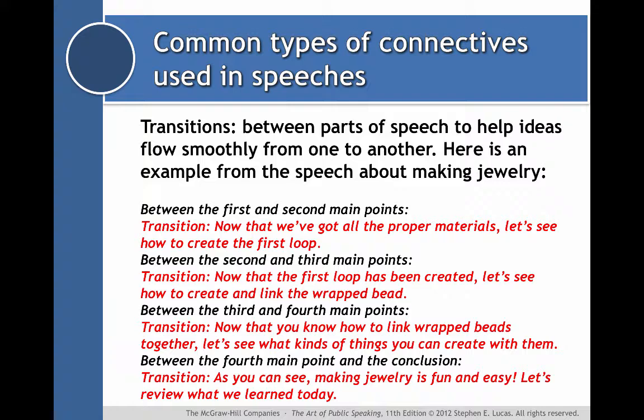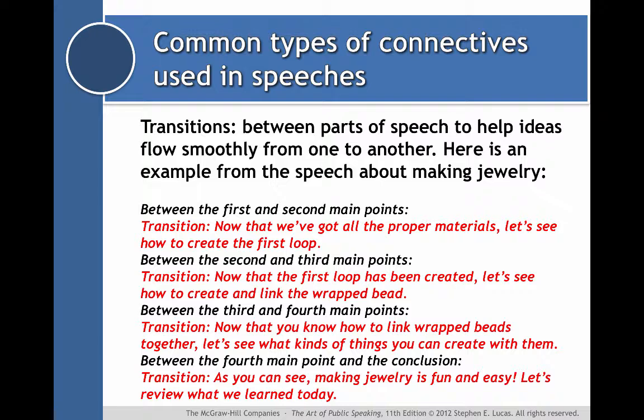The places where you're going to need transitions are between the first and second main points, between the second and third main points, if you have more than 3, between each one of those, between the third and fourth main points, and between the fourth and fifth, if you have a fifth main point, and between the last main point and your conclusion. Here are transitions that I might use when putting together my speech about how to create wire-wrap jewelry.